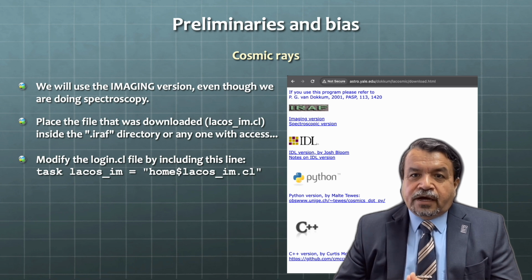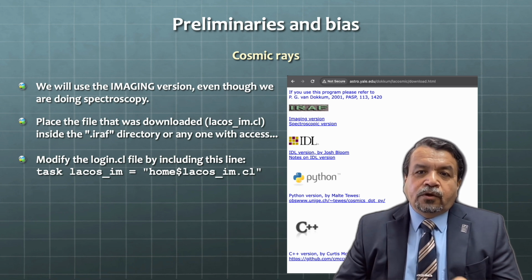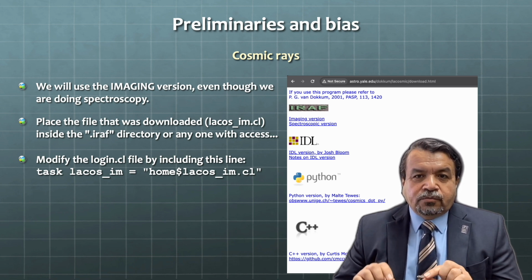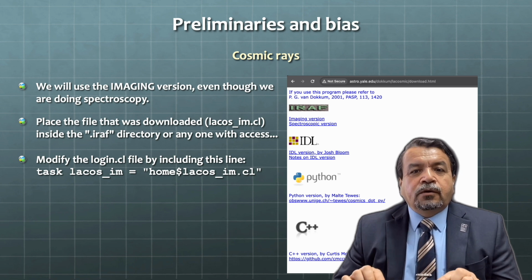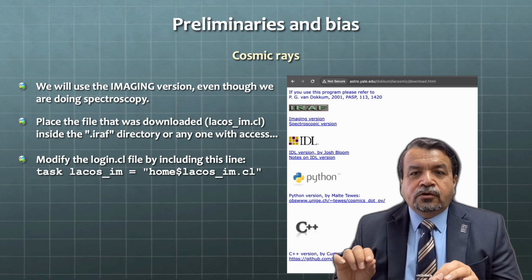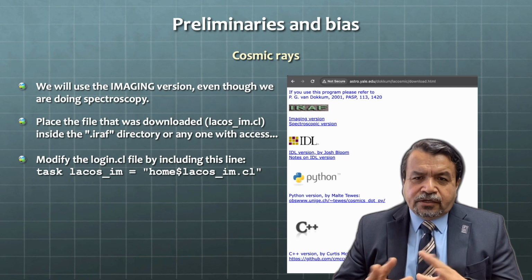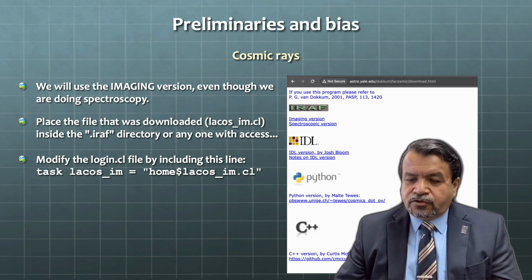The downloaded file at the end is named LACOS in CL. Then, our login.cl file must be modified using the task lacos command wherever the cosmic file is located. By doing this, we can activate it and make it functional for its intended purpose, ensuring that the necessary changes are implemented and the file is ready for use.